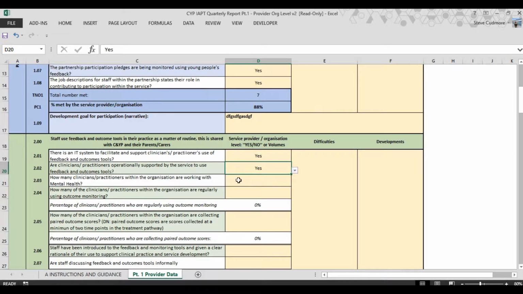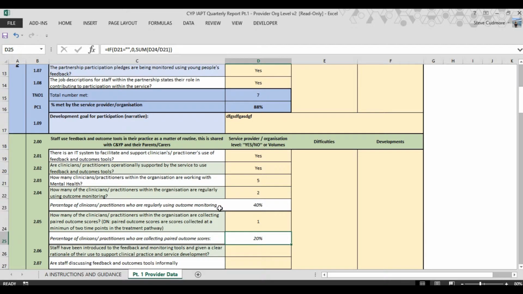As you go, you will come across some questions that are number based, and they should either be a yes/no within this column, or they will be number based. So how many clinicians or practitioners within the organization? 5. How many of those are regularly using outcome monitoring? 2. It will tell you that that's 40%. And how many of those clinicians are collecting paired outcome scores? Well, only one of them gives you 20%.